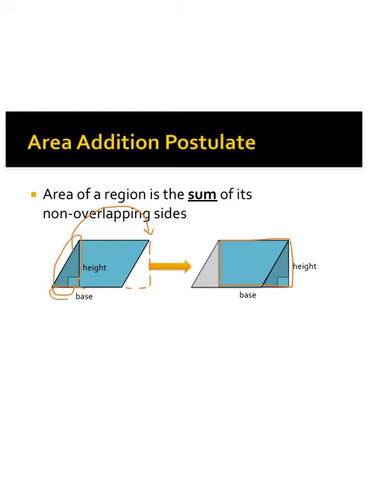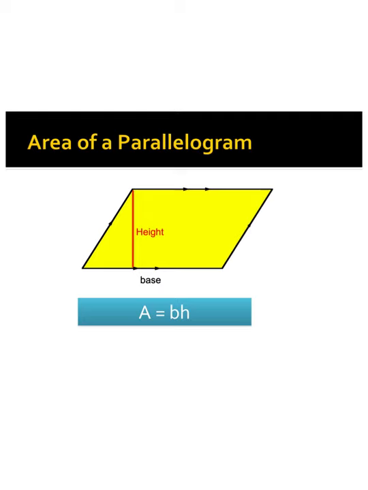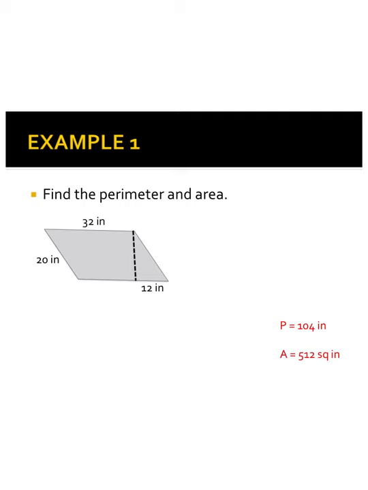So this little piece of the triangle was a part of the base. When you shift it over here, this is still the entire base. So therefore, the area of a parallelogram, the formula is base times height, just like a rectangle. Again, if I take this triangle and put it over here, I would form a rectangle. In a rectangle, we know the area is base times height. Same for a parallelogram.